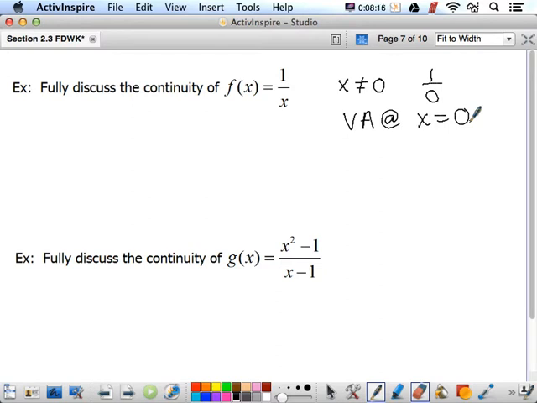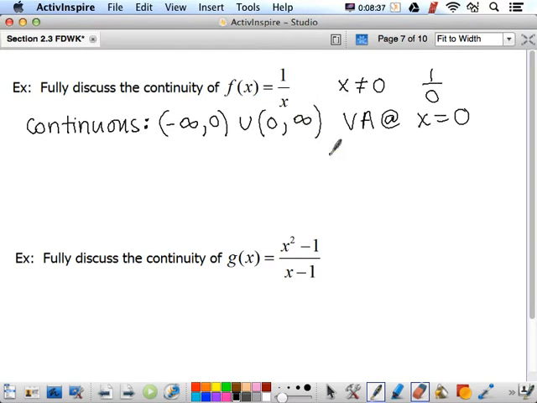So we know that this function is continuous everywhere except at 0. We say that it is continuous from negative infinity up to 0, and then there is a discontinuity at 0, so we put a parenthesis there. And it's continuous everywhere after 0. Those are its intervals of continuity. So we list everything from negative infinity to infinity, and we leave the 0 out.